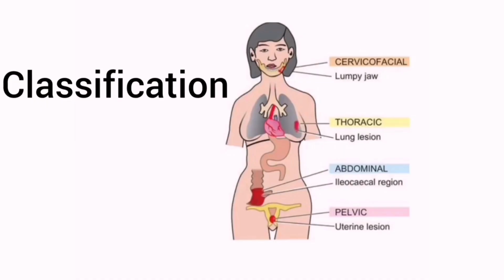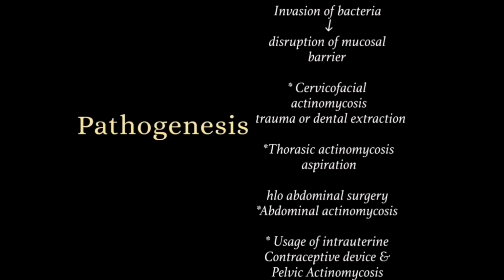Now the classification. It is based on the anatomical region: first is cervicofacial actinomycosis, then thoracic, abdominal, and pelvic. Pathogenesis, that means how the disease is caused. There will be a disruption of the mucosal barrier through which the bacteria enter. In different areas of the body, the disruption varies. In cervicofacial, it can be trauma or dental extraction. In the thoracic region, it can be aspiration. In abdominal, it may be due to abdominal surgery, and in the pelvic region, it is the usage of an intrauterine contraceptive device.